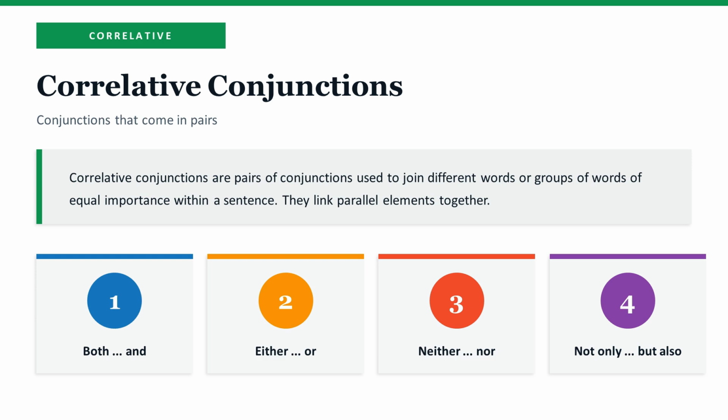The first pair is both and. The second pair is either or. The third pair is neither nor. And the fourth pair is not only but also. Let us explore each of these pairs with examples.